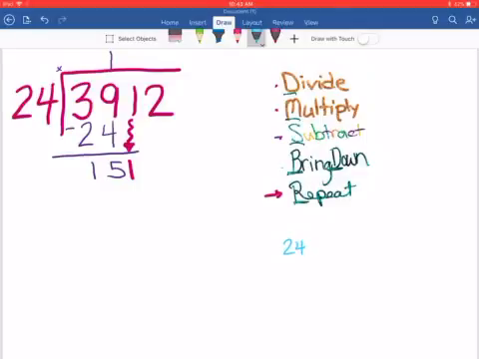24 times 5. Let's see what that is. Gives me 120. Probably not as close as I can get. 24, what if I did times 6? 4, 2, that gives me 144. That's going to be as close as I can get.